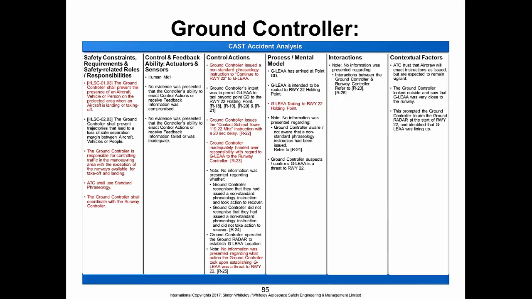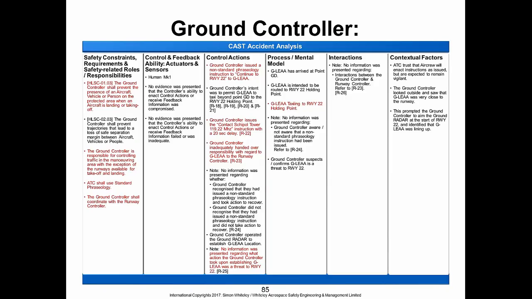Now this is where it gets interesting. There's no information presented regarding whether the ground controller recognised that they had issued a non-standard phraseology instruction and then took action to recover, or whether they didn't recognise that they'd done that and so didn't take any action to recover. And those two different scenarios suggest very different changes to the control structure or recommendations.